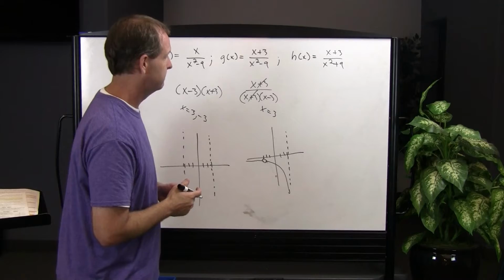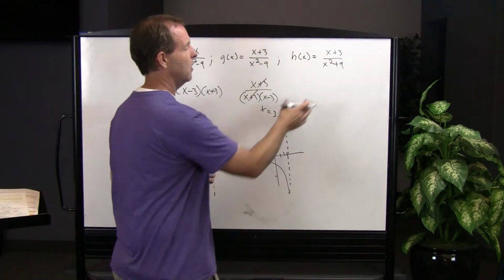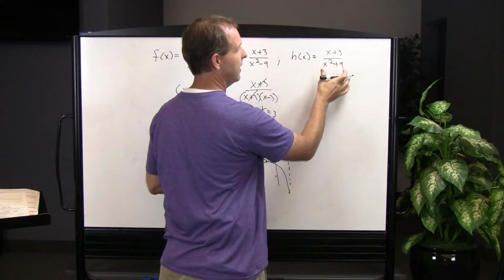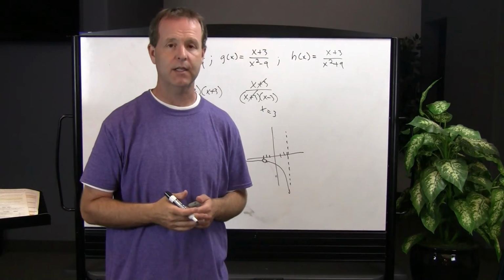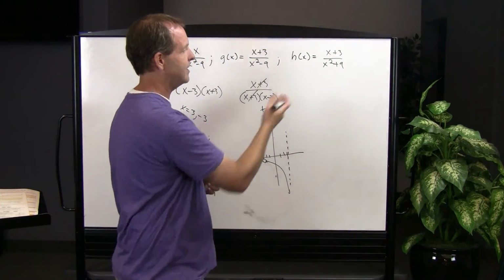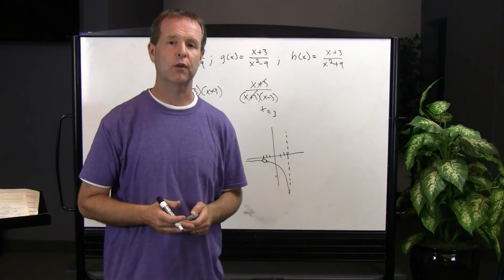asymptote. In our third example over here, again, we look at the denominator, and we see that the denominator does not factor in any way that produces real zeros. So therefore, this last example does not have any vertical asymptotes.